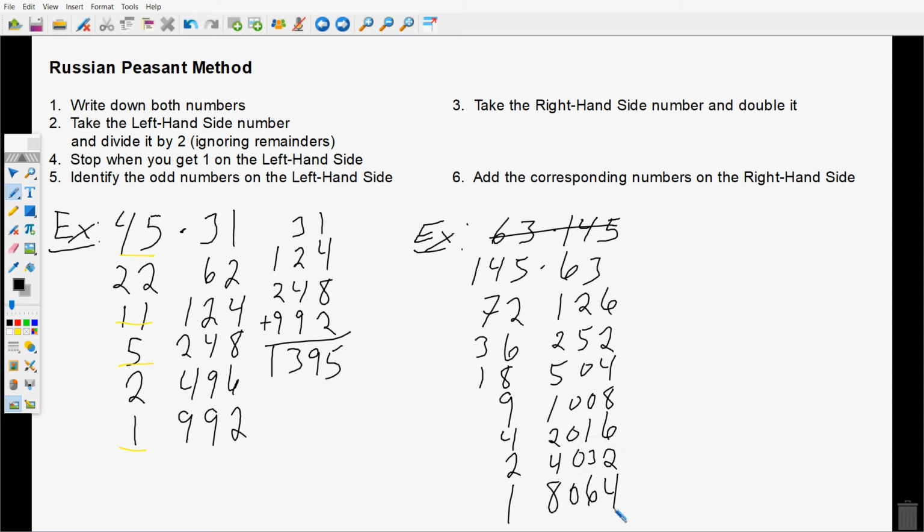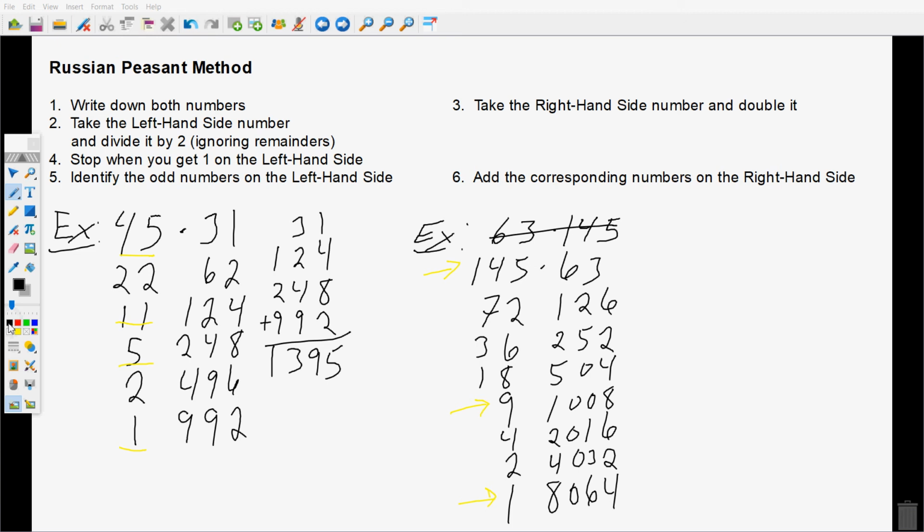Now I need to identify the odd numbers on the left-hand side. One is an odd, 9, and 145. And now I'll need to add those corresponding numbers from the right side. And it does not matter if you start from the top to the bottom or the bottom to the top.